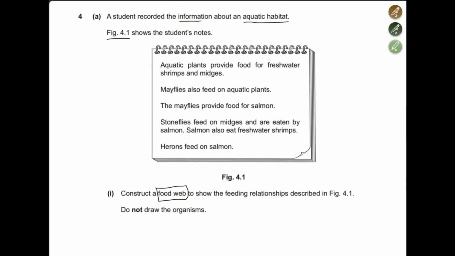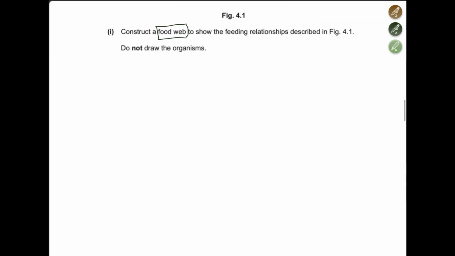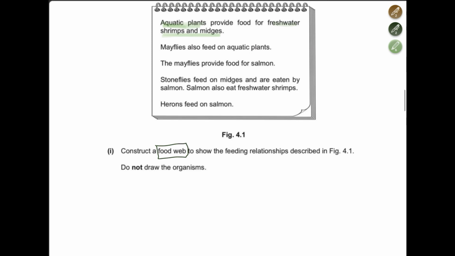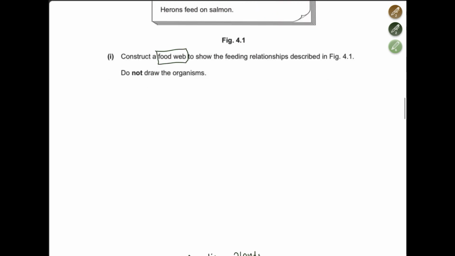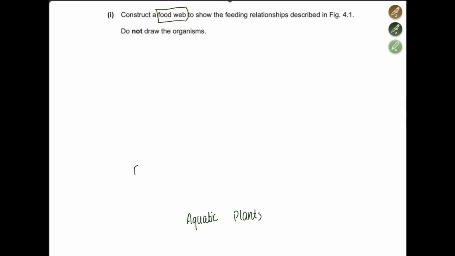Let's understand what's going on. So aquatic plants provide food for freshwater shrimps and midges. Remember, all food webs and food chains start with the producer. So in our case, they told us it's a plant. Let's write aquatic plants at the base. You don't have to draw them, just write the name. Aquatic plants. And then they said they provide food for both freshwater shrimps and midges. So let's write them down. We have freshwater shrimps.